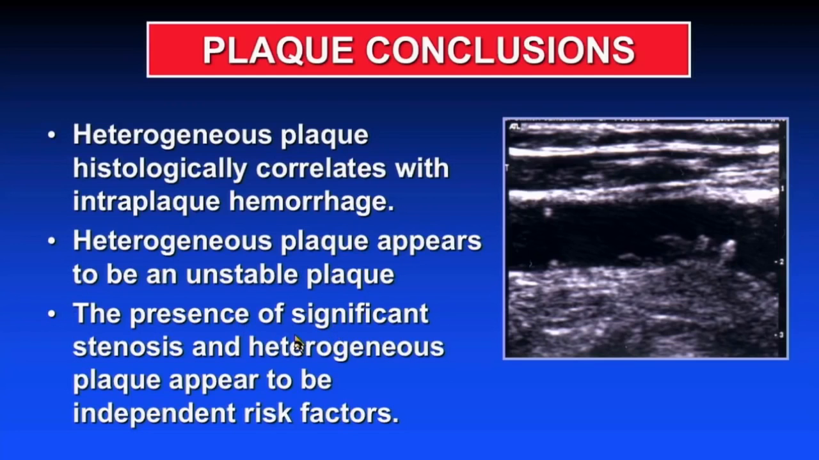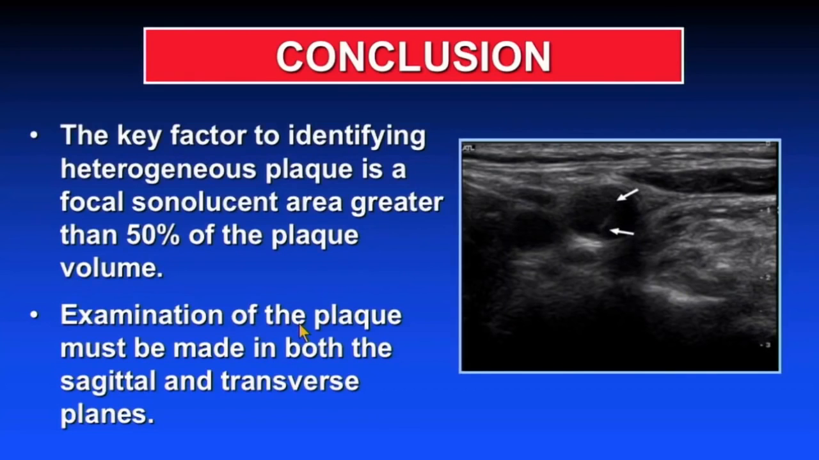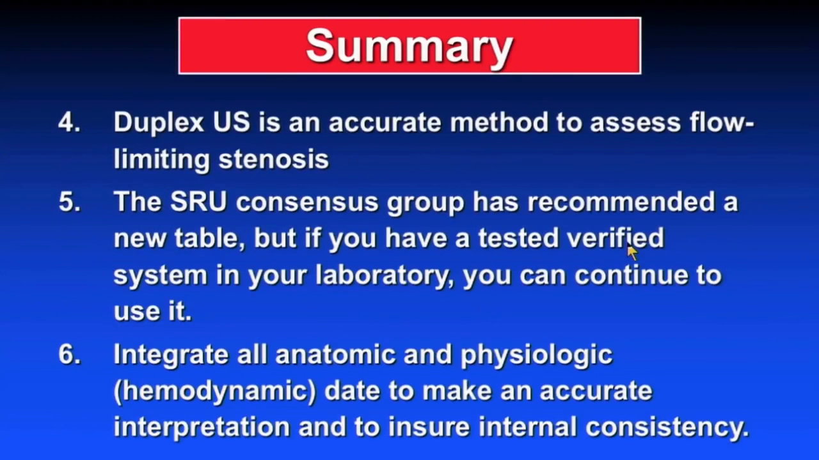Remember, significant stenosis and plaque characterization are independent risk factors. The key factor, again, to identify heterogeneous plaque is more than 50% sonolucency in the plaque volume. And again, remember, transverse imaging is important in characterizing the plaque. Duplex ultrasound is accurate to assess flow-limiting stenosis. The SRU consensus group has recommended the table. It's no longer particularly new. I guess I should change the slide, but it's been around for a while.